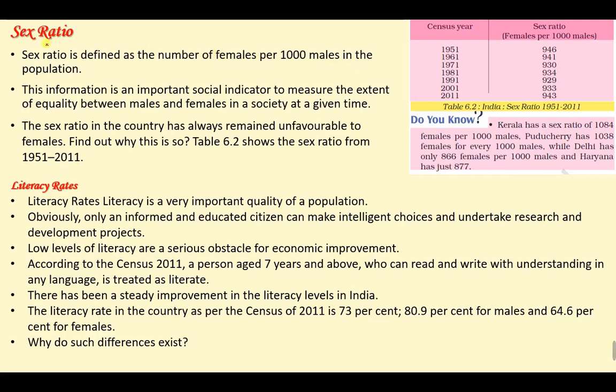So that is why we study the sex ratio. This information is an important social indicator to measure the extent of equality between males and females. How the males and females are equally treated in the society, this information we also get from this sex ratio. You can say whether gender discrimination exists in the country, in the economy, in the society or not. By this sex ratio we can understand.